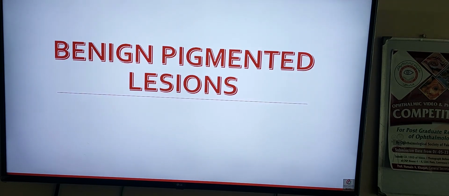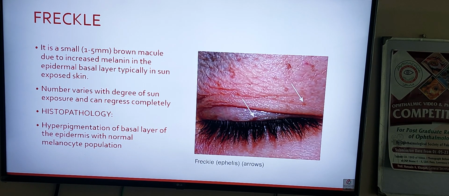Moving on to the benign pigmented lesions. Here we'll discuss first of all the freckle. It is a small 1 to 5 millimeter brown macule, as you can see in this picture. It is due to increased melanin in the epidermal basal layer, typically in sun-exposed skin. The number can vary with the degree of sun exposure, and it can also regress.